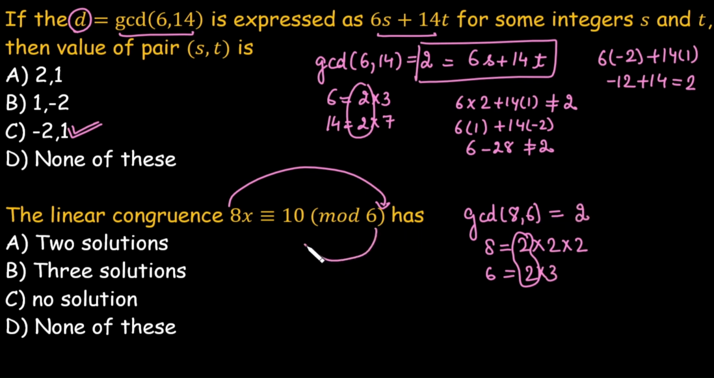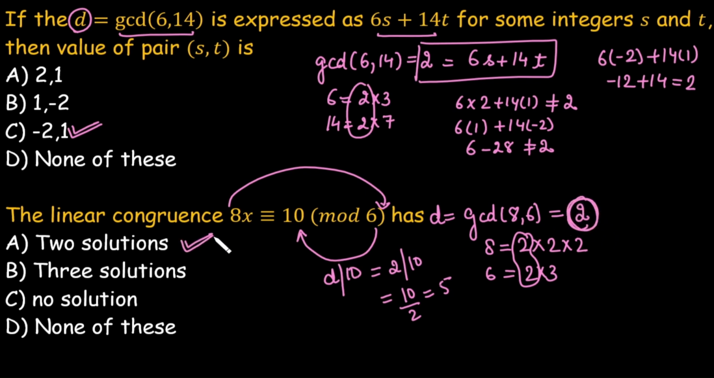Now check whether the GCD divides 10. That is, 2 divides 10. Yes, because 10 by 2 is equal to 5. So it has a solution. Now how many solutions do we have? That is the GCD. Hence it has 2 unique solutions in Z6. Z6 means the remainders when any integer is divided by 6.